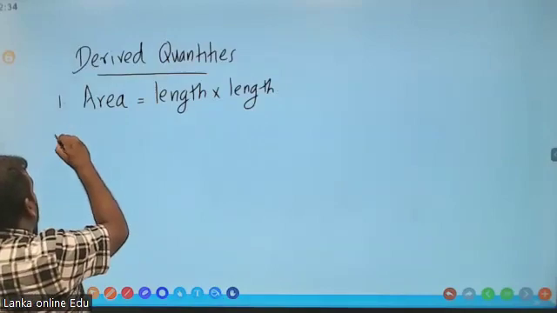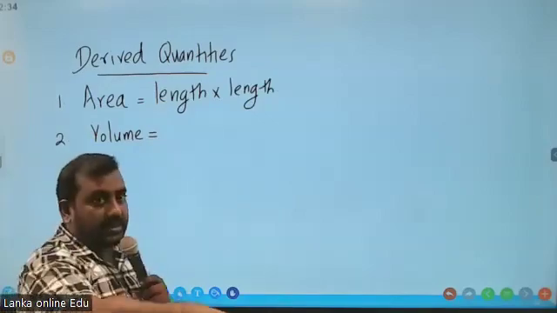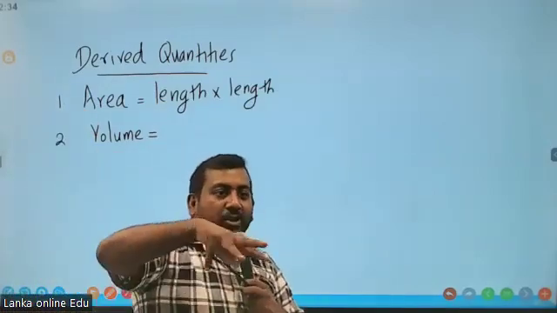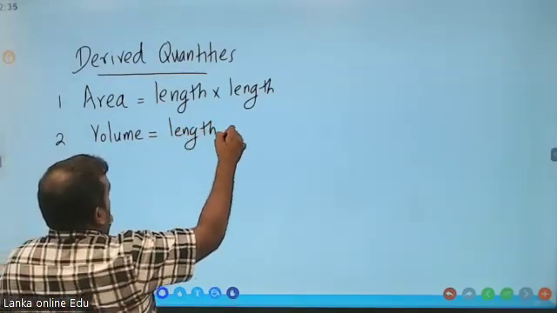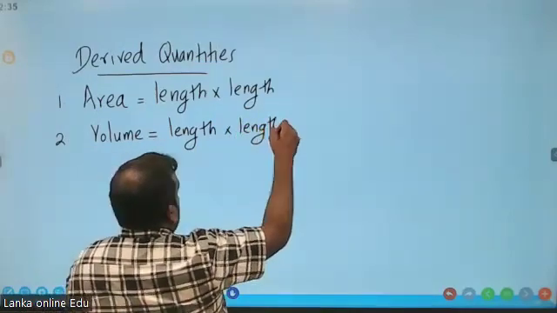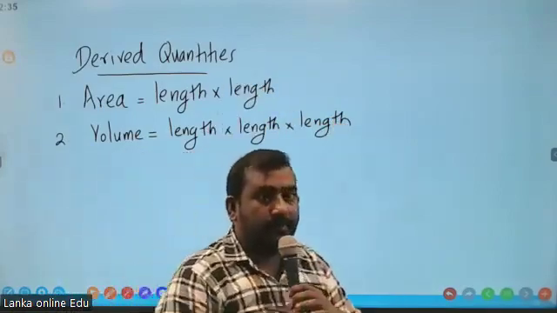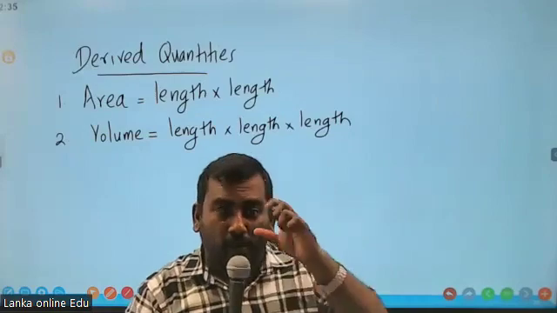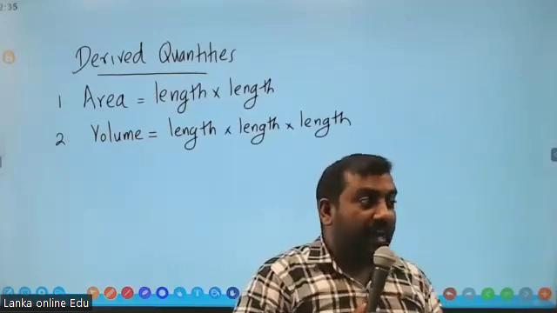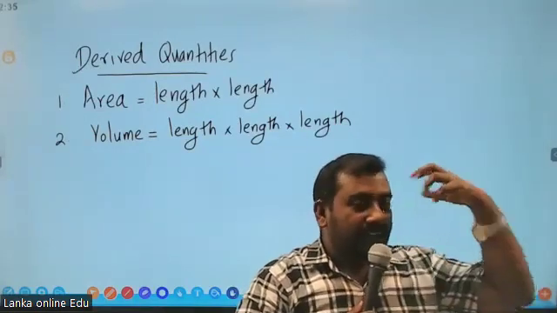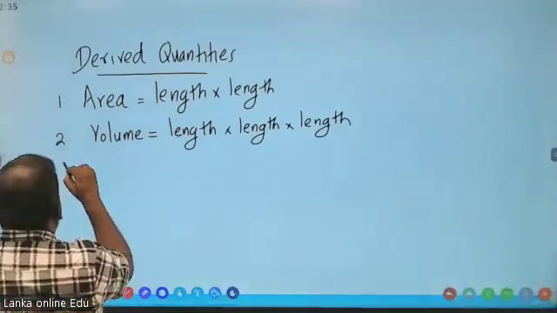Right. Second one. Volume. Now what is volume? Length into breadth into height. How many lengths are you using? 3 lengths. So length multiplied by length multiplied by length. 3 lengths you multiply, you will get volume. Volume is fundamental or derived? Derived quantity. Why? I'm using fundamental quantities to make a new physical quantity. That new physical quantity is a derived quantity.